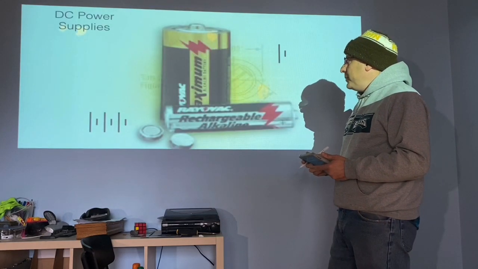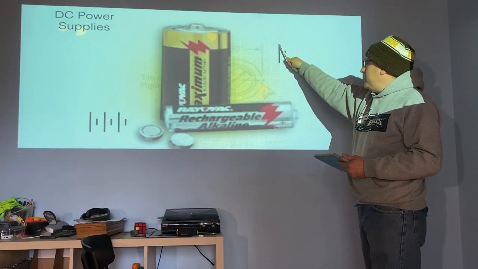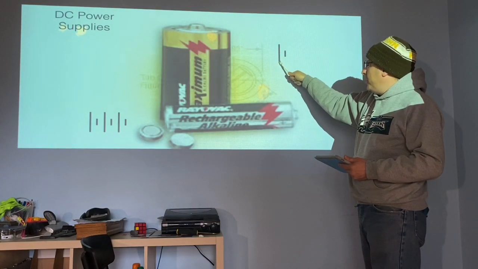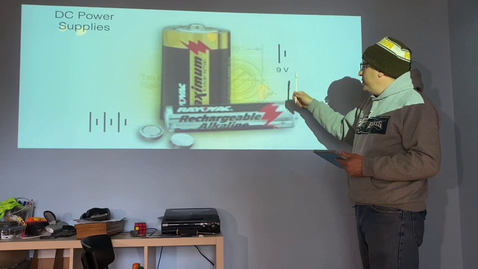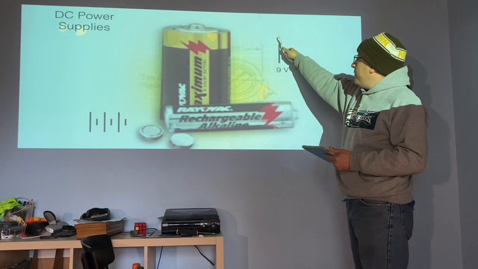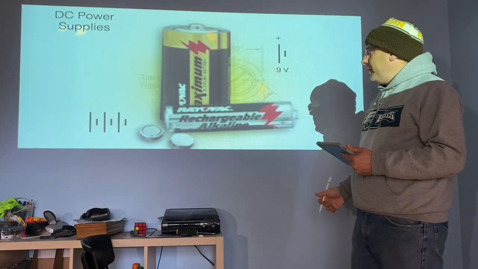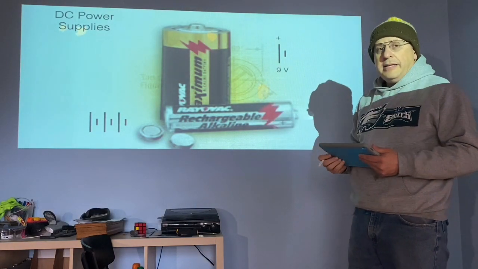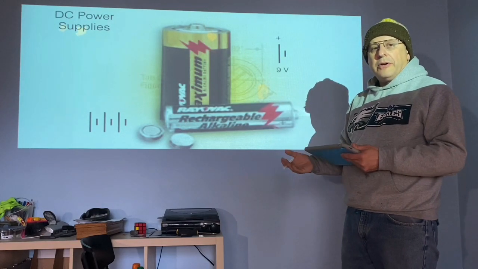The next device we have are DC power supplies. The symbol is a pair of parallel lines, one long, one short. You label it with a voltage, and the long line represents the positive. The description for a battery or a DC power supply is to give energy to your electrons, to power your circuit.